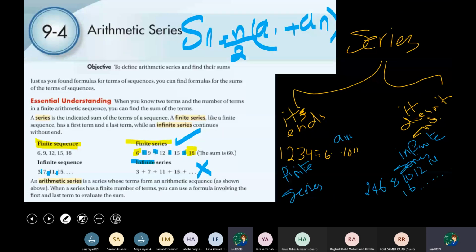Now, let's have an example. Give me an example for the infinite numbers.